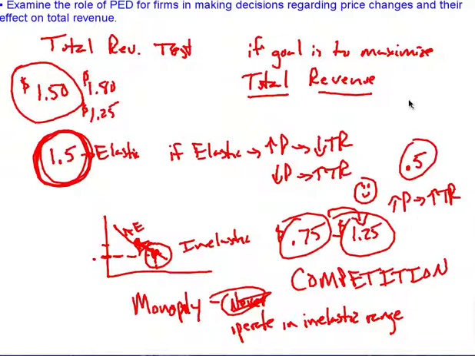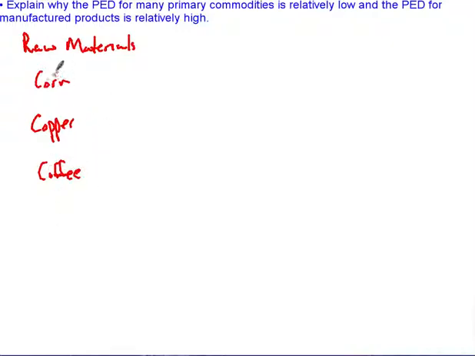All right, two more, then we're done. Explain why the price elasticity of demand for commodities is relatively low and manufactured goods is relatively high. By commodities, we usually mean the raw materials. This might be corn that you grow, or copper that you mine, or coffee that you pick, or any of those things. These are all commodities. Now what can we turn this into? How about cream corn? That would be a manufactured product.